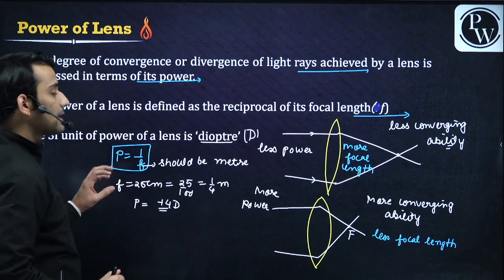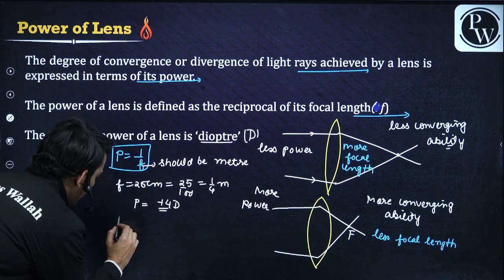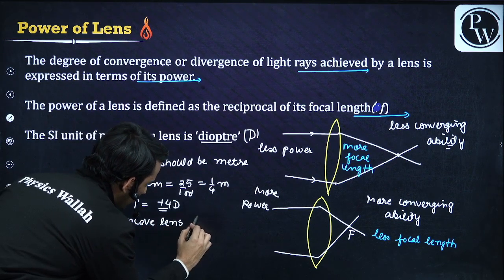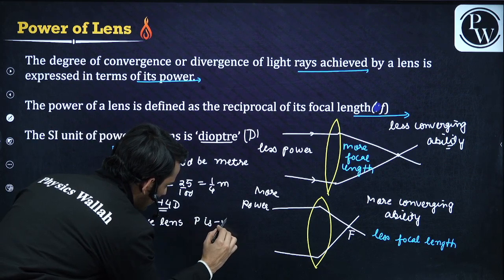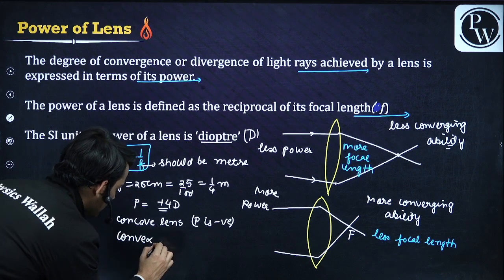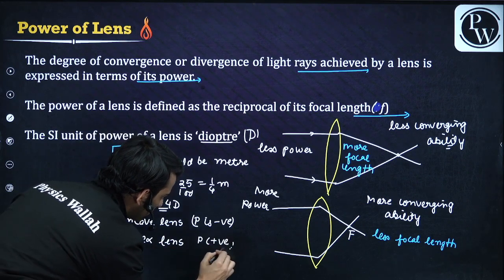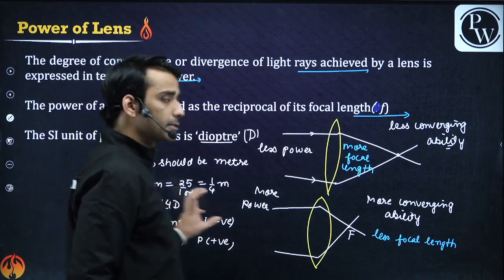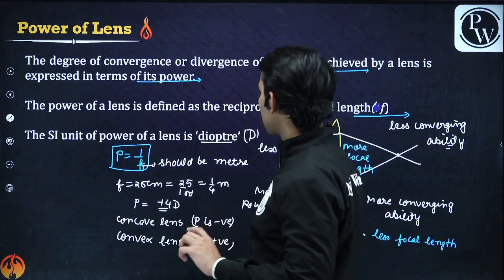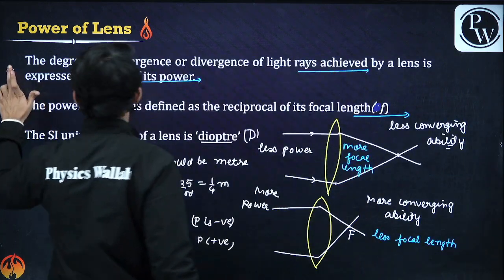So guys, the sign of power is the same as the sign of the focal length. For concave lens, power is negative, and for convex lens, power is positive. Power is defined for lenses only. Since focal length is positive, accordingly power is positive. Focal length is negative, accordingly power is negative. Okay guys, is this clear?